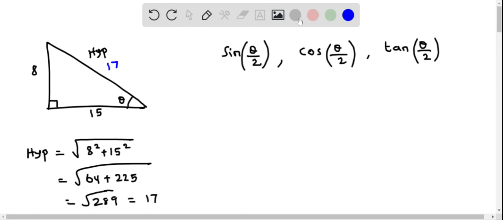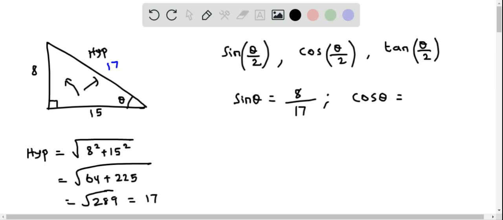And now using SOHCAHTOA, I'm going to find sine theta and cos theta from this triangle. We know that according to SOHCAHTOA, sine theta is opposite to theta over hypotenuse. So we write sine theta equals the opposite side, 8, over the hypotenuse, 17. And similarly, we will find cos theta. According to SOHCAHTOA, this is the adjacent side to theta, that is 15, over the hypotenuse, 17. So we found sine theta equals 8 over 17 and cos theta equals 15 over 17.